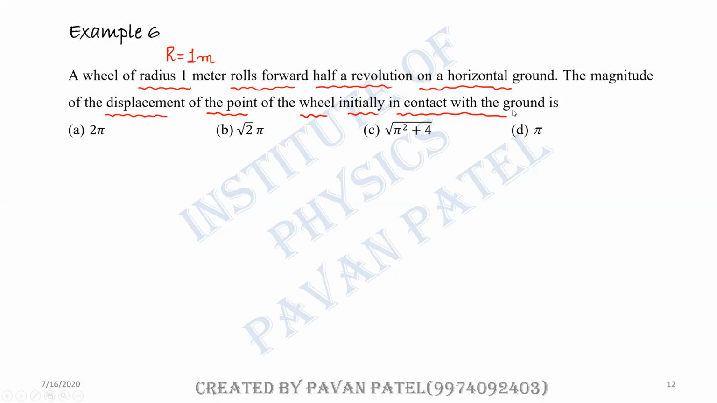To visualize this problem, I will show you a small animation. Visualize that first, and then we will come back to this example, because visualization is more important. It shows the rolling of a wheel with radius 1 meter, and the point which is initially in contact with the ground, and we are going to find the displacement of that point.